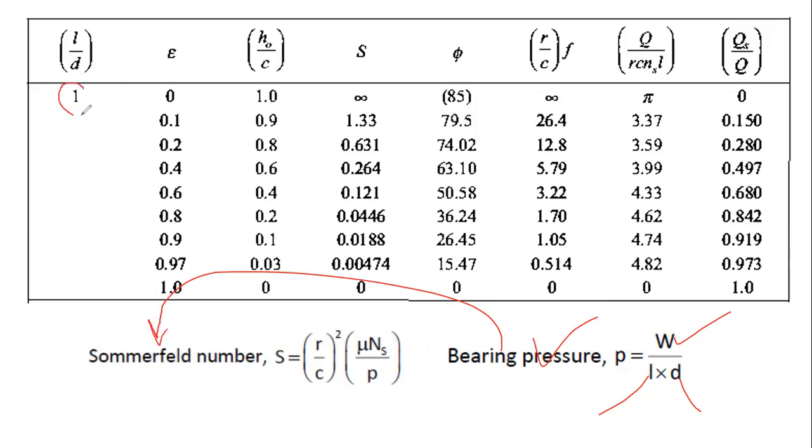So for L by D ratio 1, you will probably get one of the Sommerfeld numbers. On the basis of that, in front of that, those values are mentioned and you'll find out the other values. But it's not that easy. Let's see what's happening.